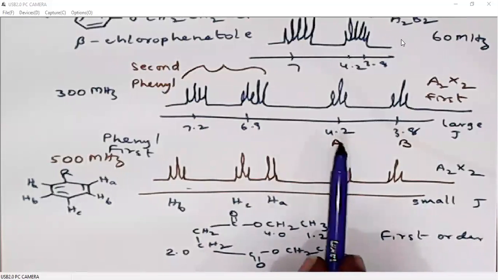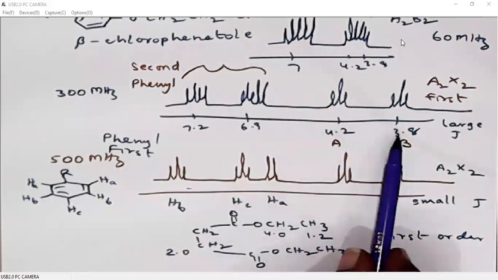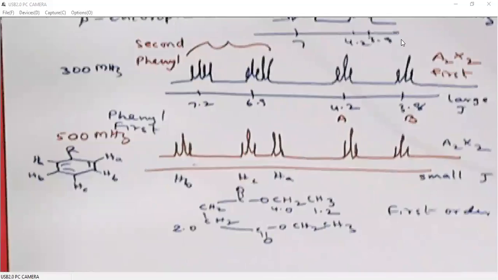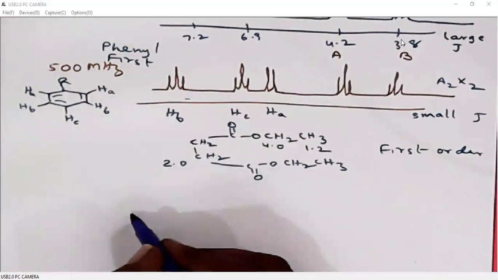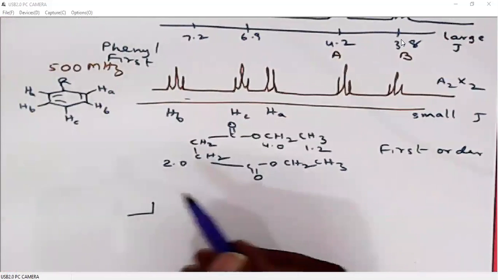But look at the above example. One triplet is at 4.2, another triplet is at 3.2. That means the chemical shift difference between these two peaks is small. Then it gives a second order spectrum in a low magnetic field instrument. But in this one, the chemical shift difference is very, very large. So we expect a first order spectrum in the low magnetic field itself.